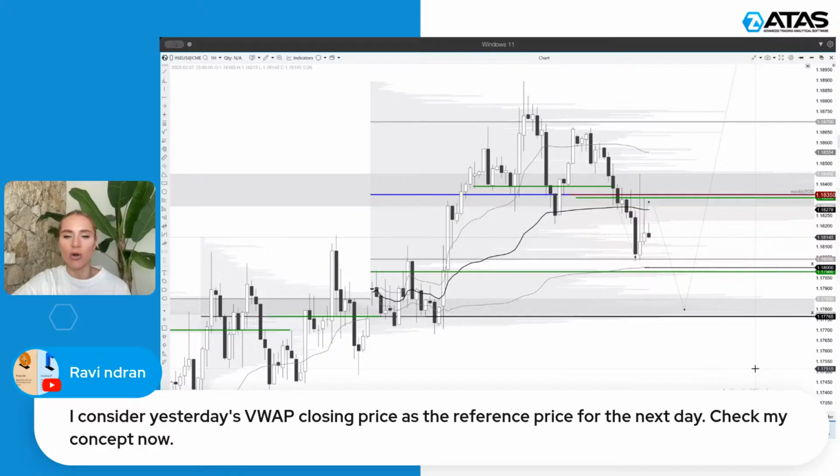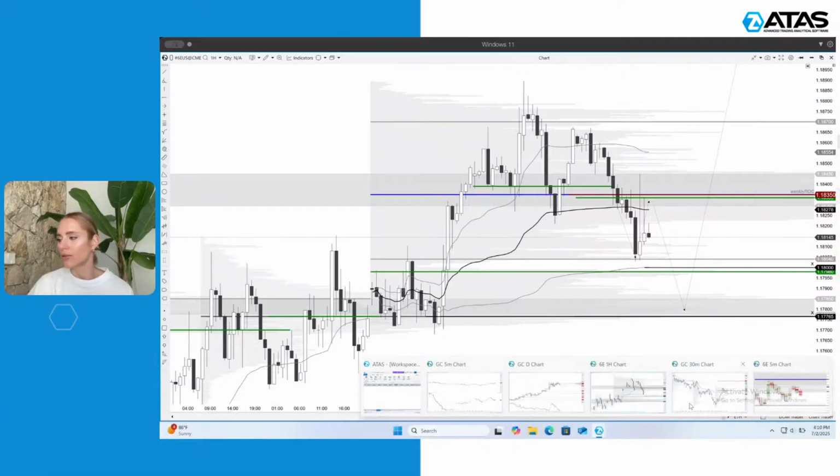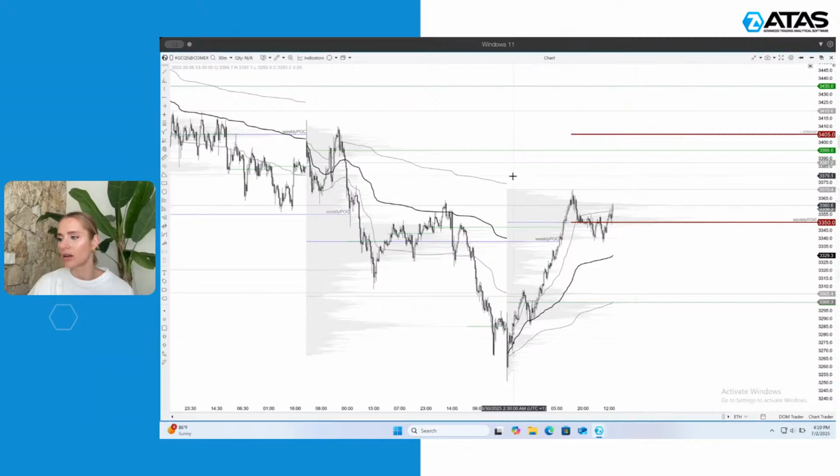I saw your comment, and I mentioned in the beginning of the webinar that some traders do this. They use yesterday's VWAP closing price as a reference, as a support or resistance for this specific day. I personally do not use it, but yes, you can do it. For example, if you go to the GC, this is going to be your reference point for the upper deviation for today.